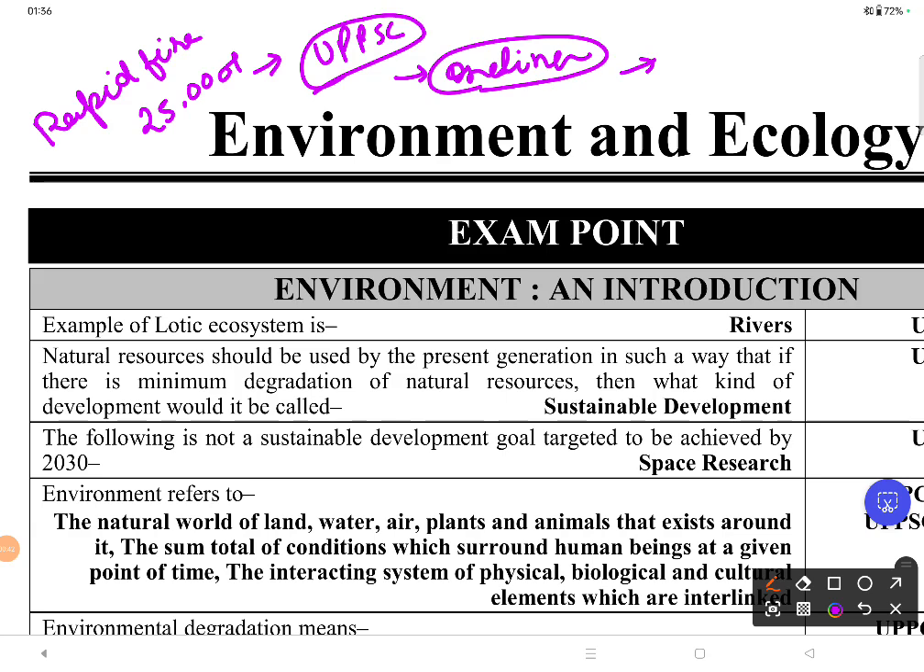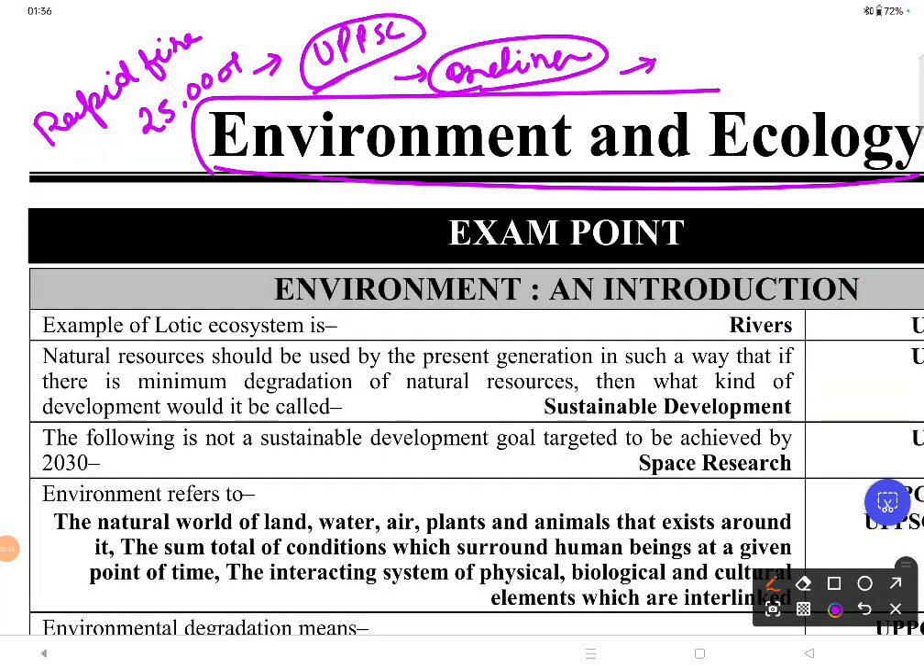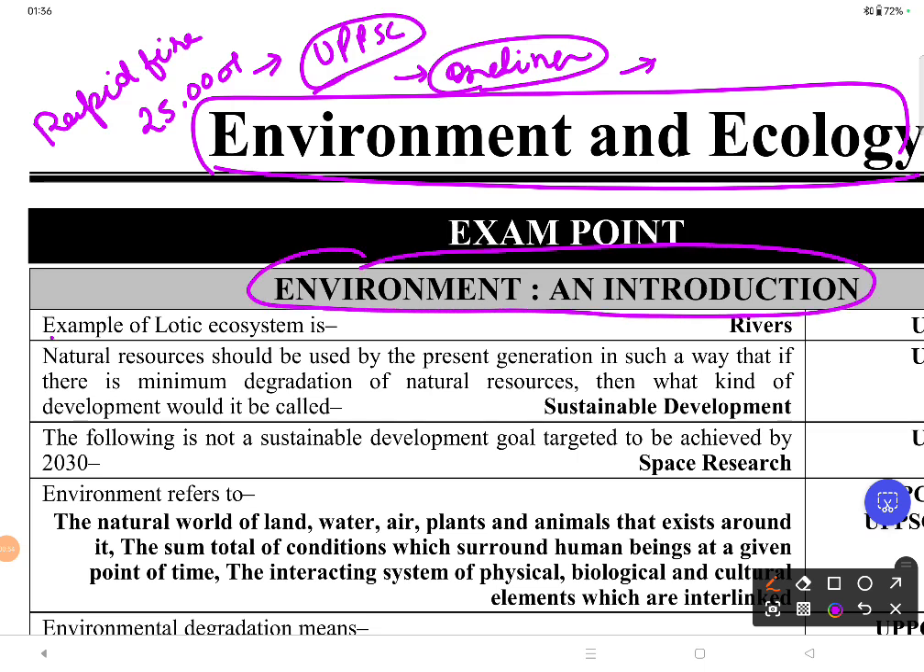In this section, we are going to discuss environment and ecology. The first chapter is environment and introduction. An example of a low-tech ecosystem is rivers.